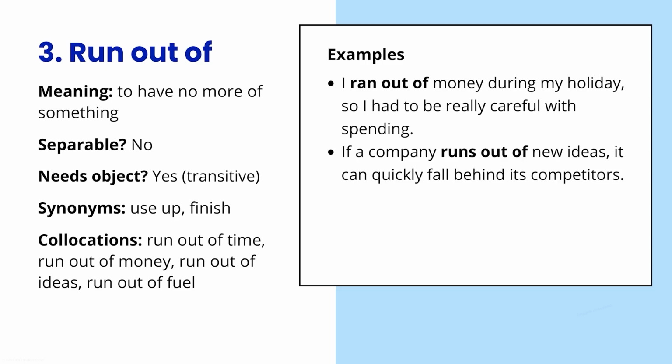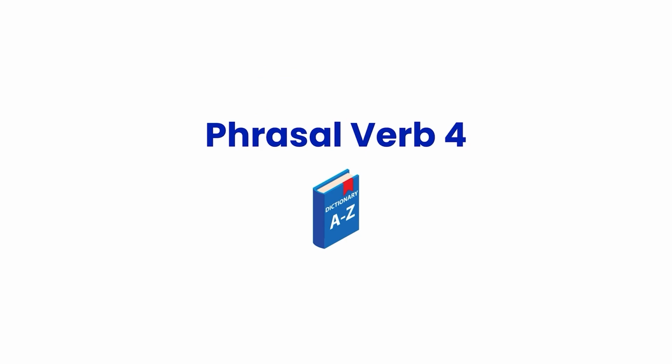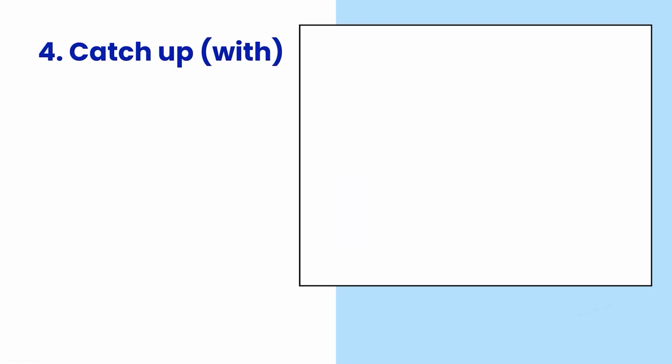Here's the second one. If a company runs out of new ideas, it can quickly fall behind its competitors. So this simply means if a company doesn't have any more ideas, well, that can be a problem. Run out is perfect for talking about situations where you've used something completely, whether it's time, money, or something else like patience. So let's move on and have a look at phrasal verb number 4, which is catch up with.